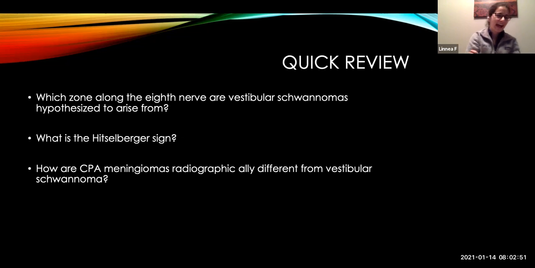We talked about that. Anyway, and then how are CPA tumors radiographically different from vestibular schwannoma? Oh, meningiomas. How are meningiomas different from vestibular schwannoma on MRI? The dural tail. Well, okay. That's my talk.